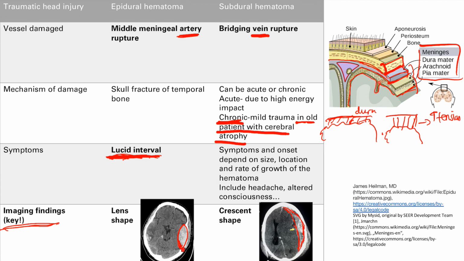Just remember that the dura is so tightly attached, and you get this high pressure artery rupture. You need the high pressure artery to be able to push that dura away from the bone, and you end up having a lens-shaped bleed with the lucid interval. And then the subdural hematoma is through the vein rupture, lower pressure, pushing the arachnoid, which is not as tightly attached to the dura, and then you get this nice little crescent-shaped area of bleeding.